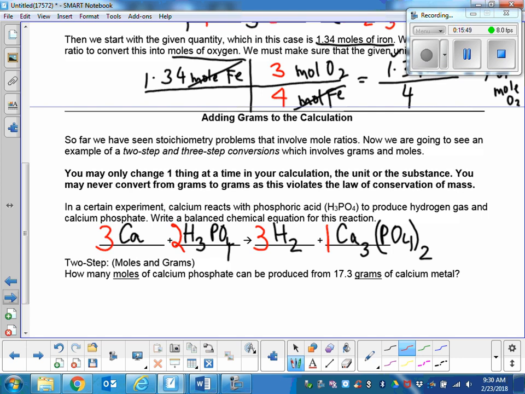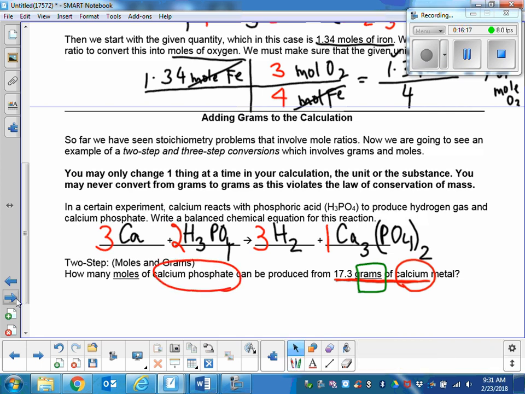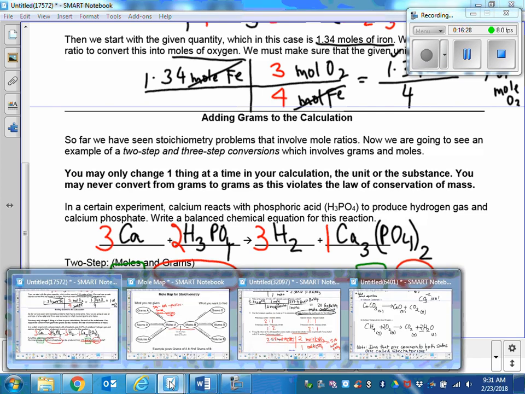Okay? So let's look at the problem very carefully. What am I starting with? The substance is calcium. Is that right? What of calcium am I starting with? Grams of calcium. What is the problem asking me to convert to? What is my substance? Calcium phosphate. What of calcium phosphate am I converting it into? Moles of calcium phosphate. Can you look at your mole map and find out from where to where you're going?